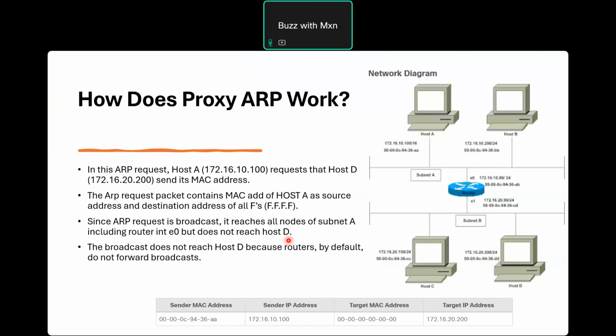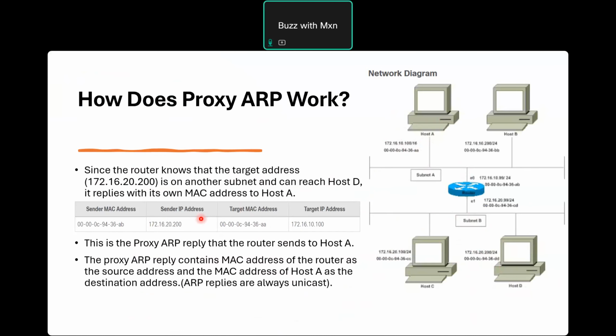When the ARP request is broadcast, it will reach all nodes. It will reach host B as well as the router interface E0. But it won't be able to bypass the router, as the router does not forward broadcast traffic from the ARP. So it won't reach the intended destination, host D. It will just reach host B and interface E0 on the router. The broadcast does not reach host D because routers by default do not forward broadcasts. It's the same table that I showed in the previous diagram.